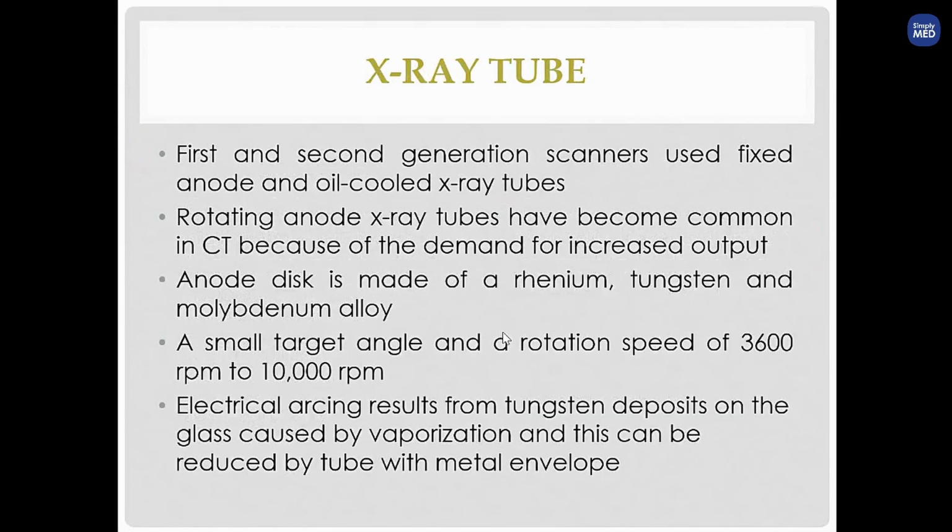Next, we have the X-ray tube. In the first generation and the second generation, we were using a fixed anode oil-cooled X-ray tube. Afterwards, the rotating anode X-ray tube has been used. The anode disc is usually made of rhenium, tungsten, and molybdenum, with a small target angle, and the rotation speed will be 3,600 to 10,000 rotations per minute.